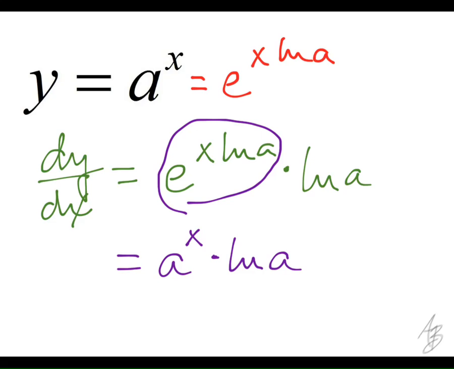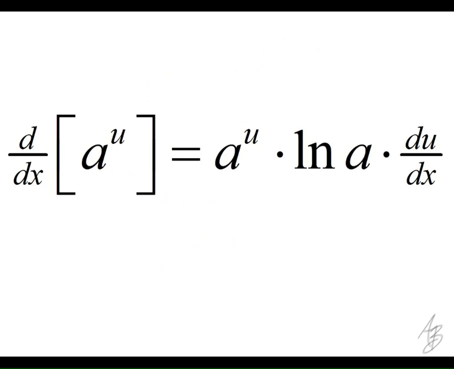You may also notice here that if we use e as the base where a is, then the derivative of e to the x is going to be e to the x times the natural log of e, and the natural log of e is 1, so we would get e to the x. If we wanted to write this derivative as a chain rule formula, that formula would look like this. The derivative of a to the u, where u is a function of x, is a to the u times the natural log of a times the derivative of u with respect to x.